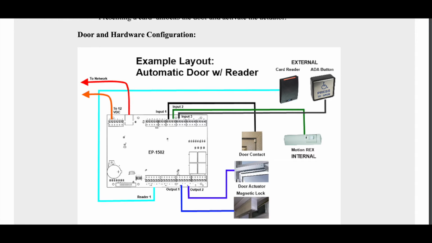So I'm going to go ahead and put up a little graphic of the wiring template. You'll see here, you'll have your card reader wired up as normal. You'll have your ADA button as well, and that'll go to one of your inputs. Your REX, same thing, will go to one of your inputs, and a door contact as well. And then you'll have your door actuator, which is provided by the door company. And then you'll have your magnetic lock or your strike.